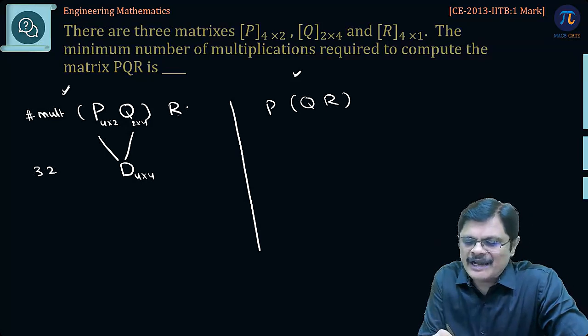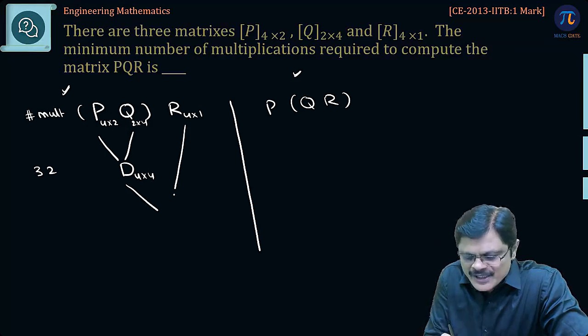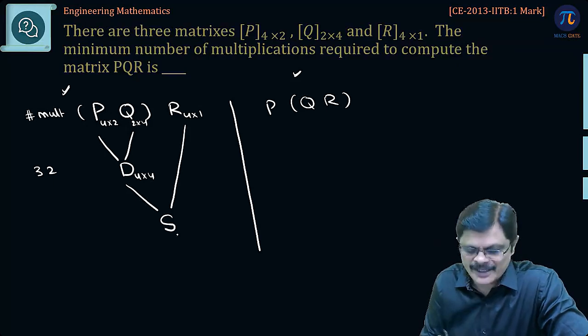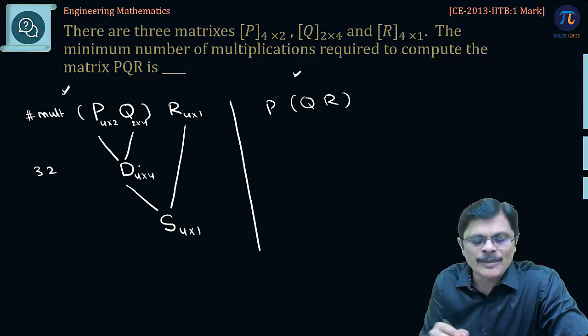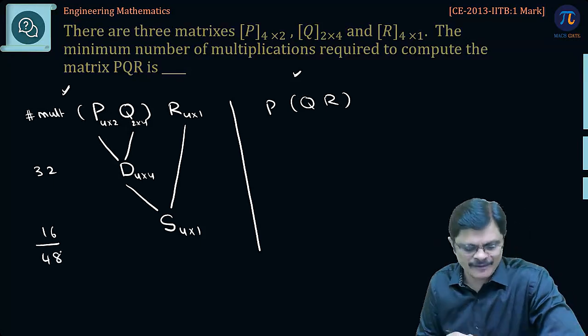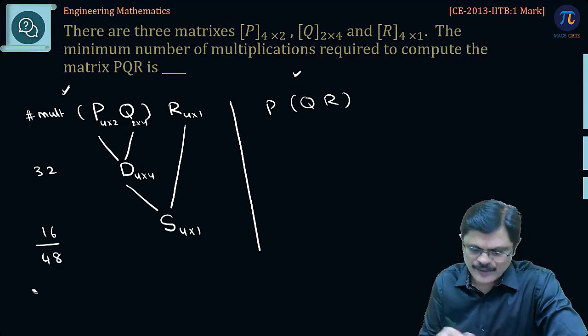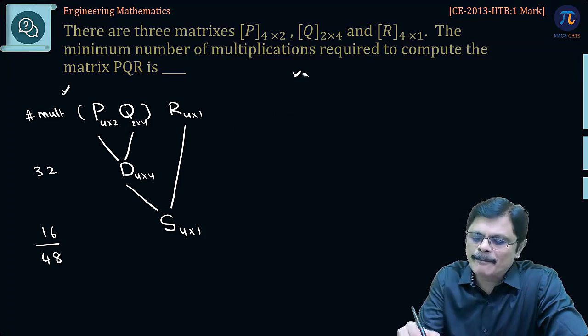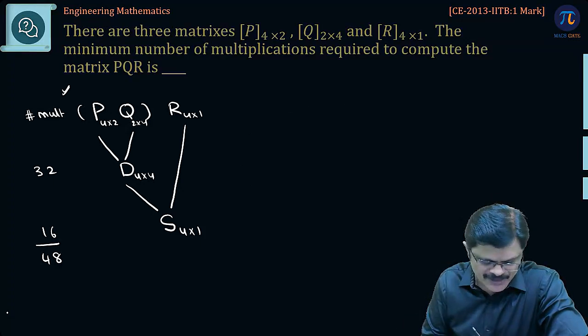Now, here we have matrix R, which is 4 by 1. Finally, we have to multiply these two to get the final solution matrix, whose order is 4 by 1. To multiply these two matrices, how many multiplications are required? 4 into 4 into 1, which is 16. So if you do this order, we require 48 multiplications. Let us try the other way.